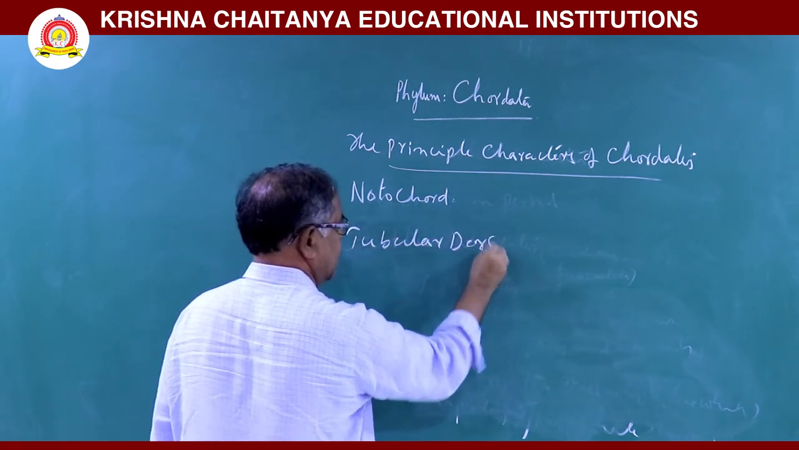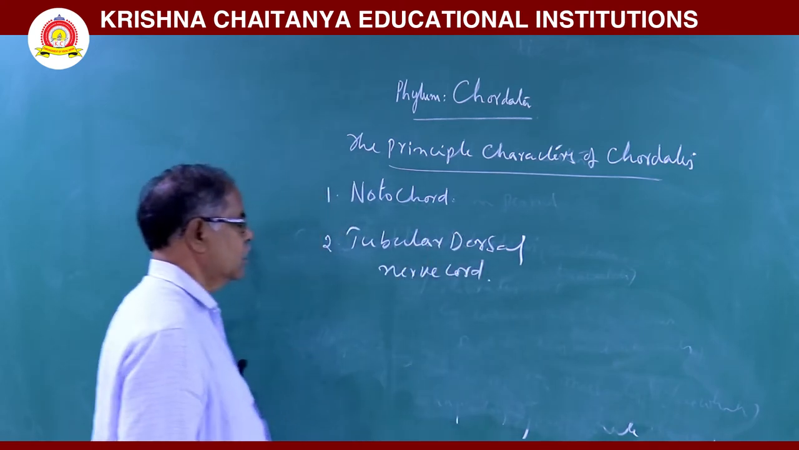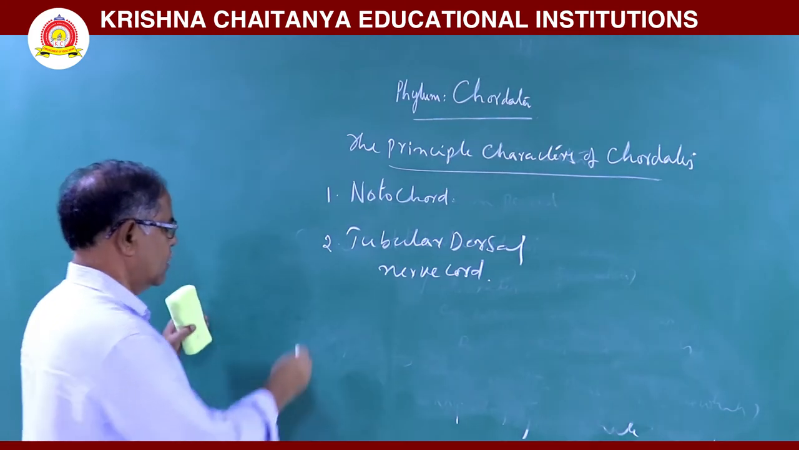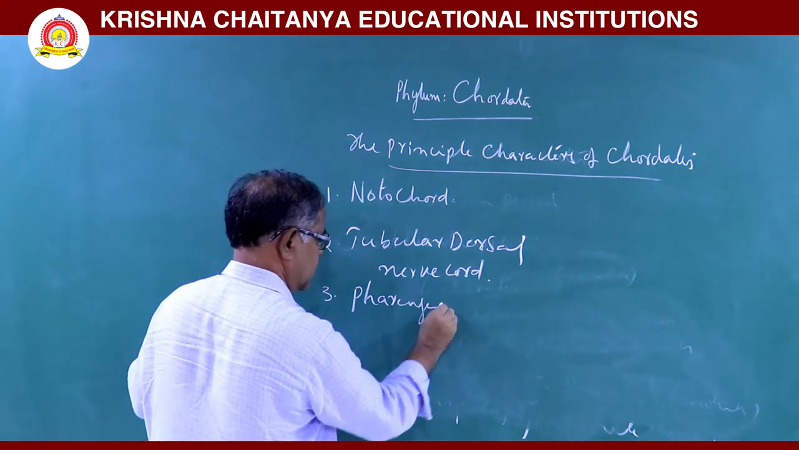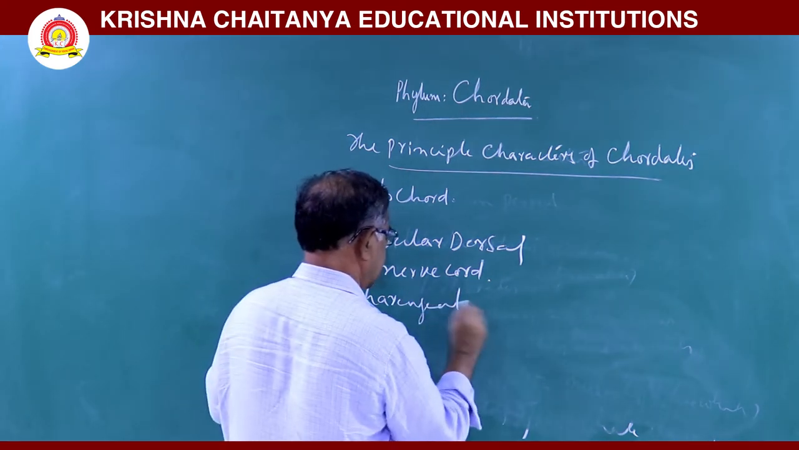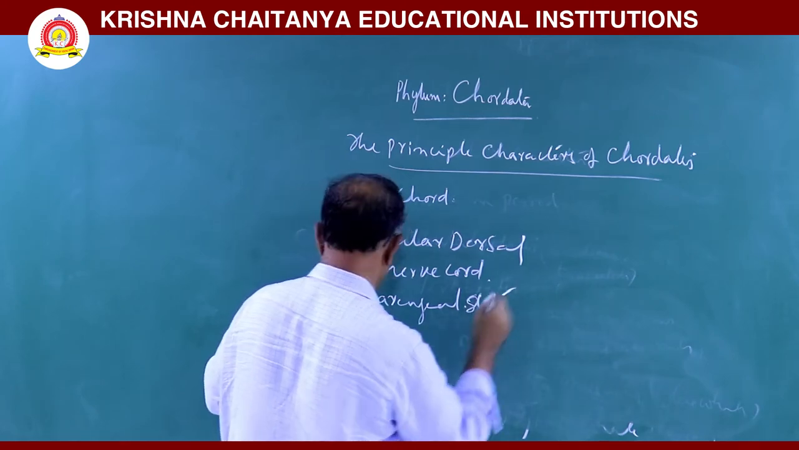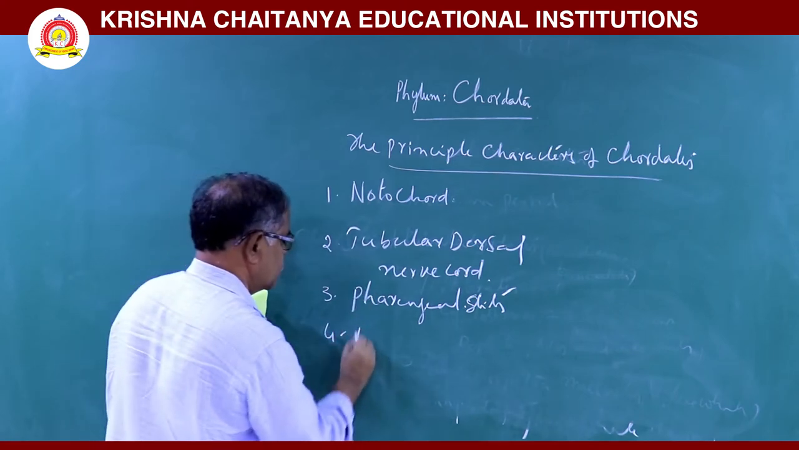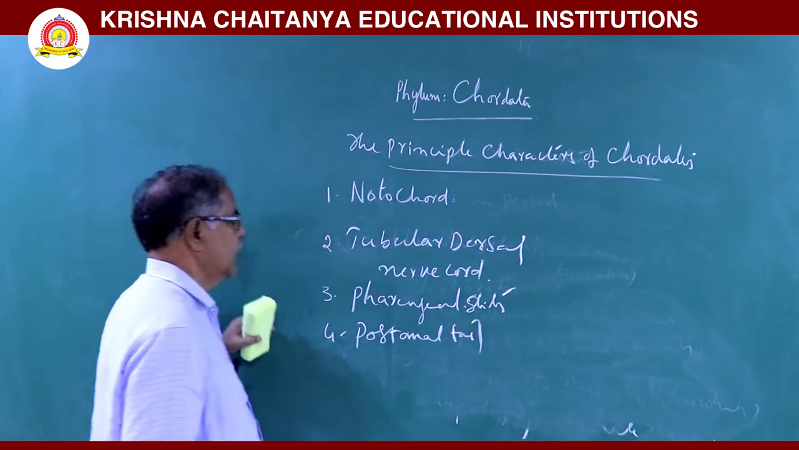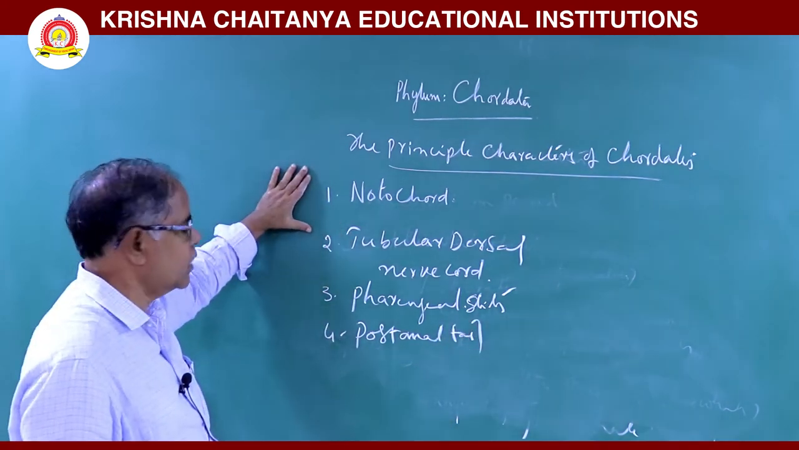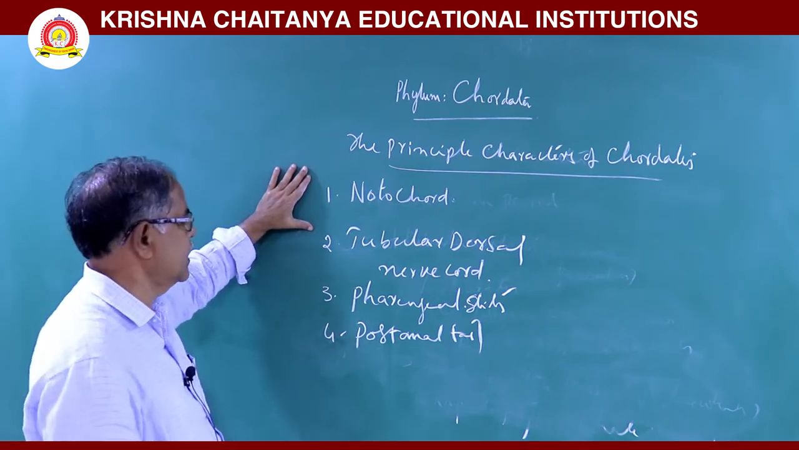Tubular dorsal nerve cord. Third one is pharyngeal gill slits. Fourth one is a post anal tail. These are the principal characters which are seen in chordates.